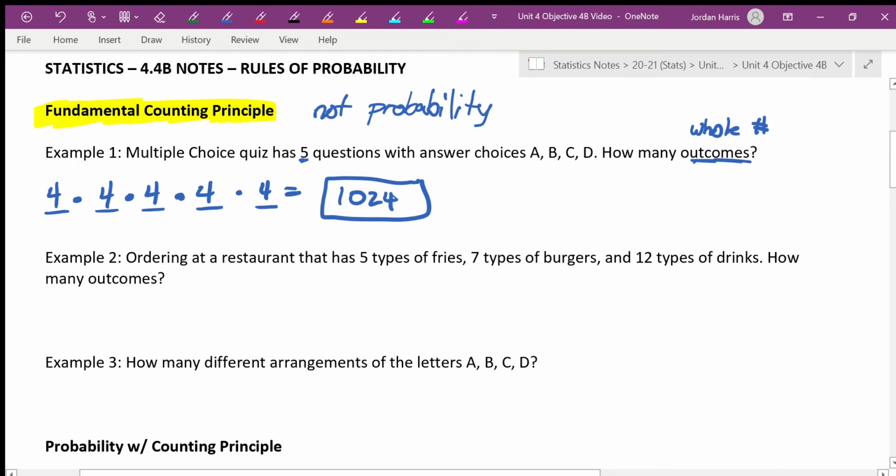Okay, so example 2. Ordering at a restaurant. So we have 5 types of fries, 7 types of burgers, and 12 types of drinks. How many total outcomes? So we have our blanks first, right? In this case, it was questions. Now we have items. So we have 3 items we're going to buy: fries, burgers, and drinks. 5 fries, 7 burgers, 12 drinks. So we multiply 5 times 7 times 12, and you have 420 different possible combinations or outcomes.